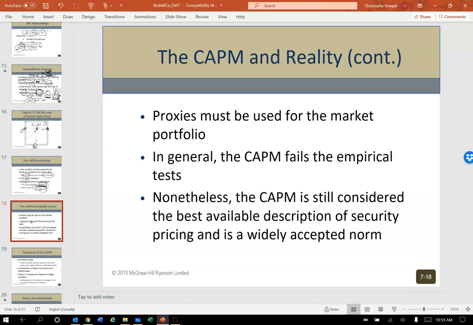Okay, again, the other interesting thing is proxies for the market. Remember, the market portfolio is a theoretical construct. We can't actually identify every single investable security with perfect precision. We can get pretty close, but in the purest form, it is a theoretical construct.